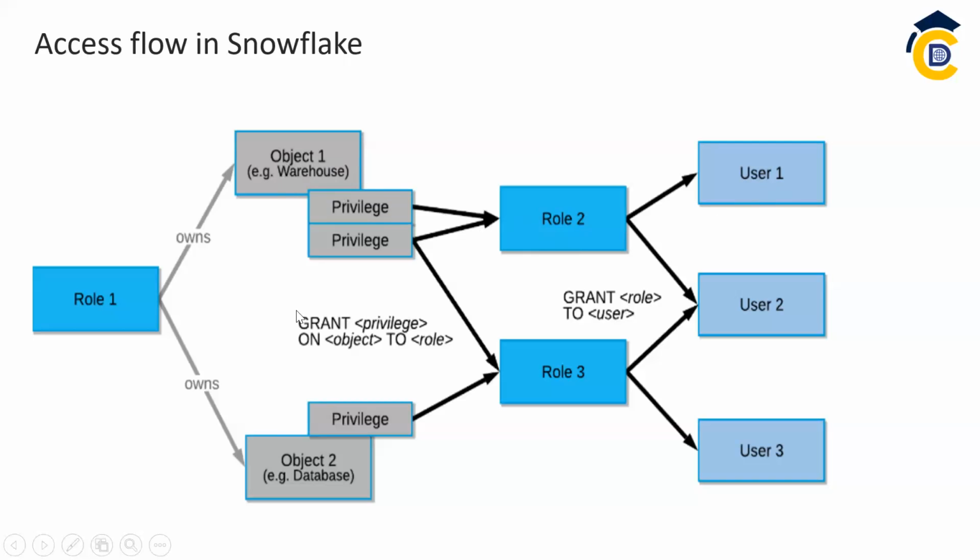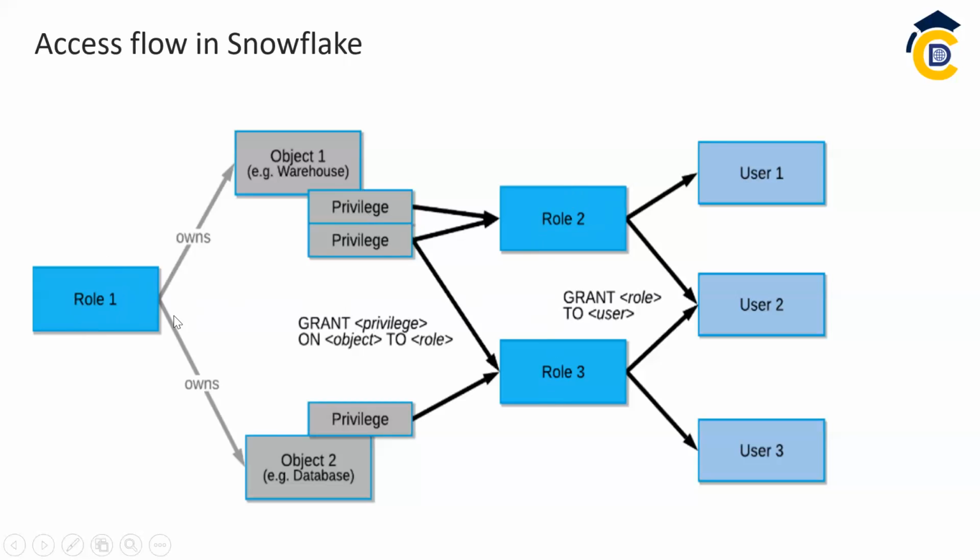And who has given these grants? See, grant privilege on the object. Whatever privileges we want, these are the privileges on the objects. What are the objects? Warehouse and database, to a role. And who has given this? Whoever has the ownership on these objects can give to other roles or other users. The ownership is with role 1, so he or she has given the necessary privileges to these roles.